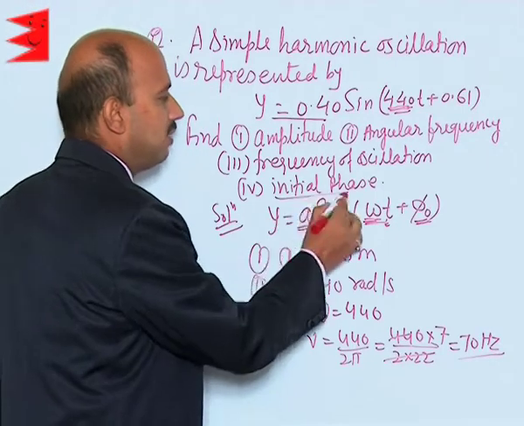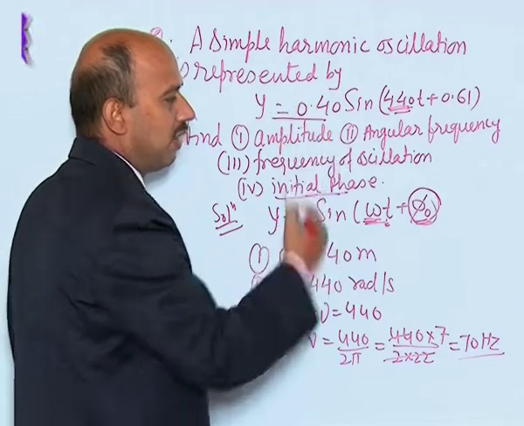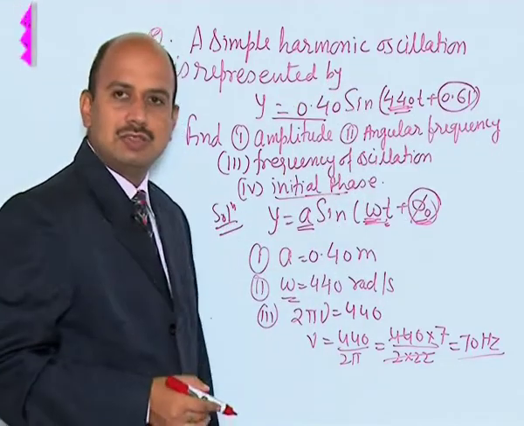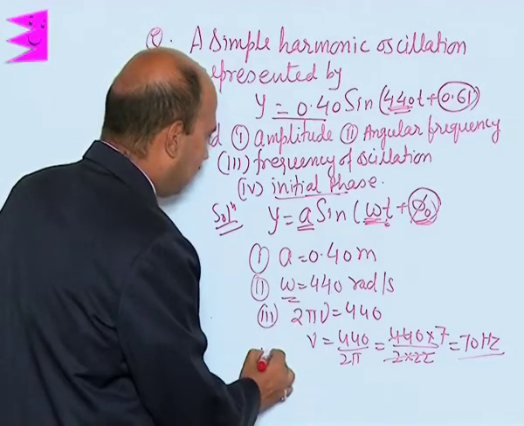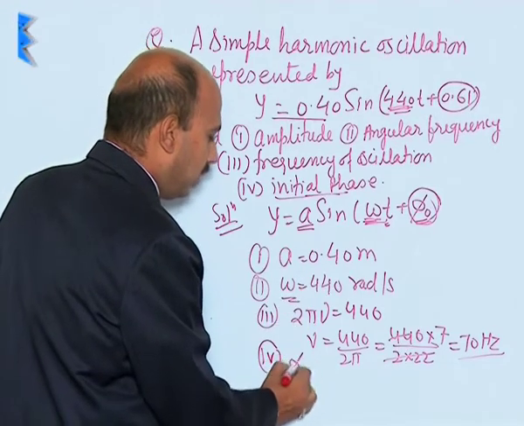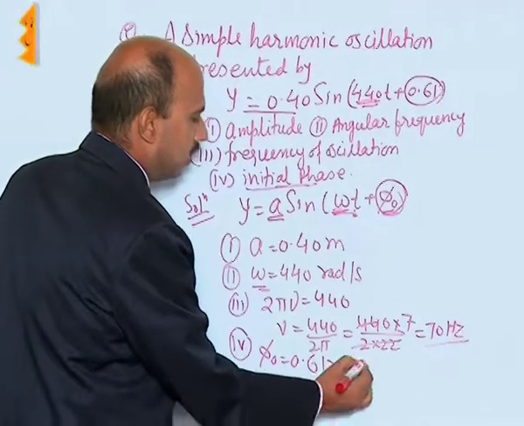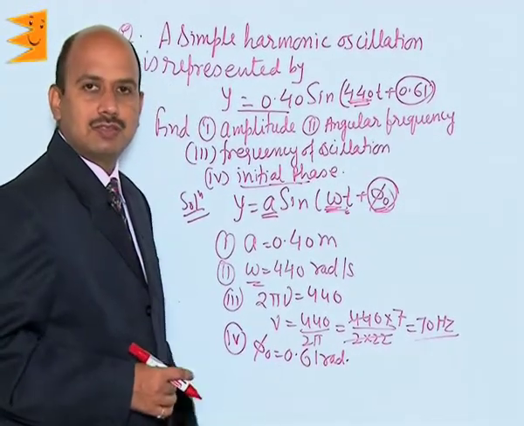Now, see what is initial phase. So, in this equation phi naught is initial phase. So, obviously, this quantity is representing initial phase. So, we can write the fourth part, phi naught is equal to 0.61 radian, that is the initial phase.